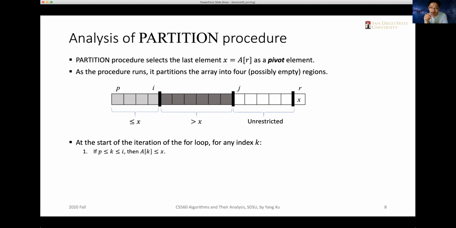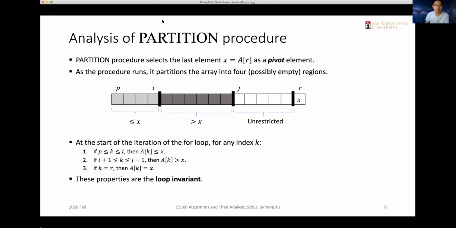At the start of the iteration of the for loop for any index, if k is between p and I, then the element should be smaller than x. This is actually the so-called loop invariant, the statements here. For any index k, we can use these three statements as a loop invariant. Loop invariant is something that we mentioned when we analyzed insertion sort and merge sort. It is a technique that we can formally use to prove the correctness of the algorithm. The loop invariant is an optional content of this course, but I think it'll be interesting to use it to analyze the correctness of the quicksort algorithm too.